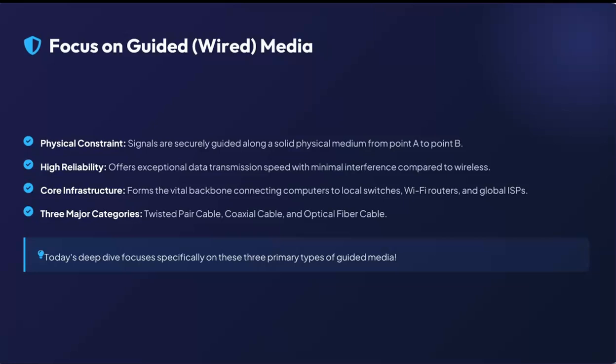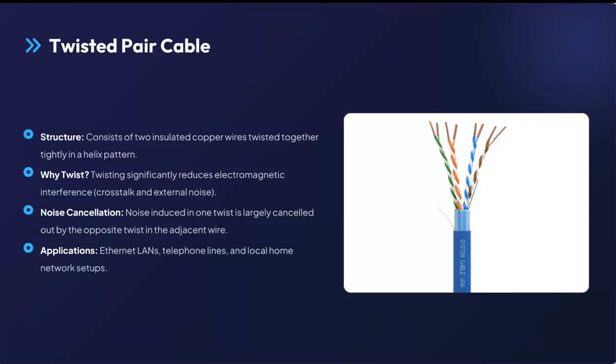The first is twisted pair cables, the second is the coax or the coaxial cable, and the third is the optical fiber cable. We'll study each one in detail, understand how they work, where they are used, and finally compare all these. Let's start with the most commonly used cable, that is the twisted pair cable.